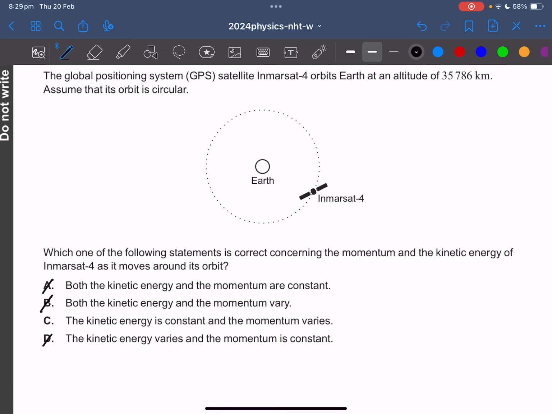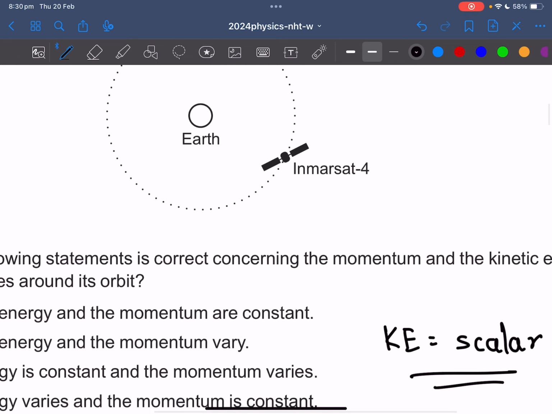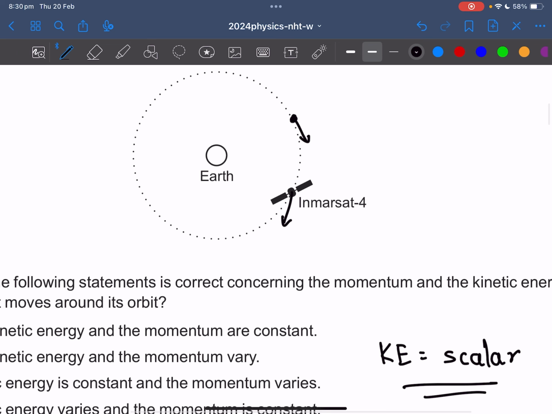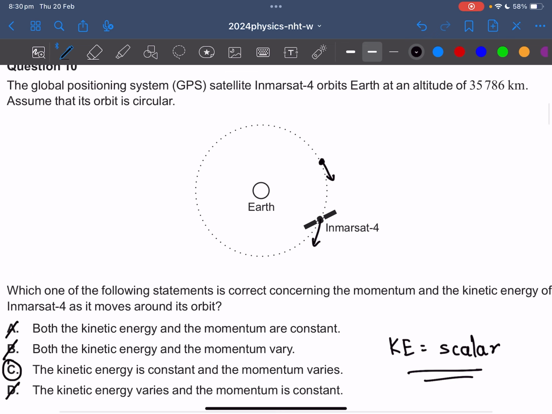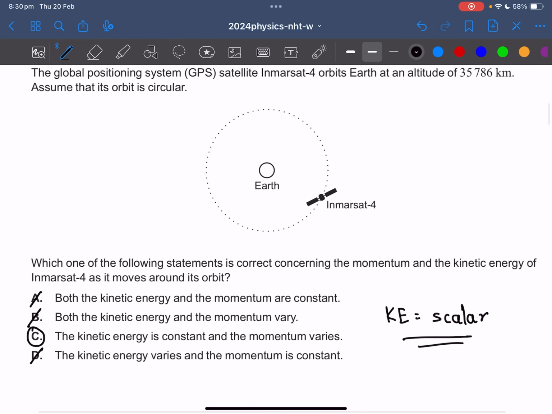No. The reason why this is the correct answer is because remember that kinetic energy is a scalar. It doesn't have a direction. However, momentum is a vector quantity and it does have direction. Velocity here would be going like this, and then at this point velocity would be going like that. As you can see, there is a change of direction in the velocity, and hence momentum will not be constant. The magnitude may be constant, but not the direction. So momentum does vary. That's why option C is going to be the correct answer for this one.